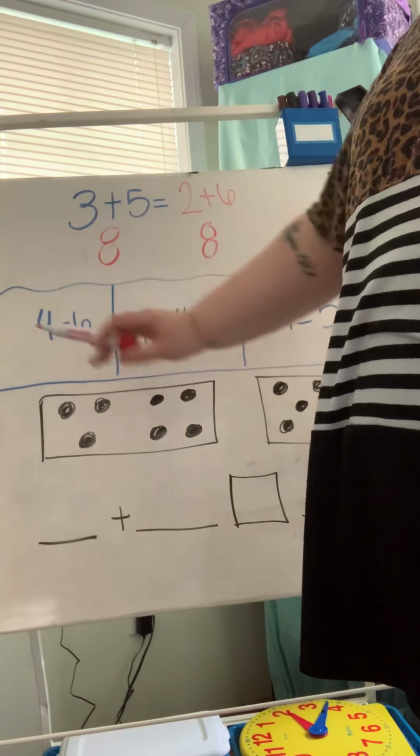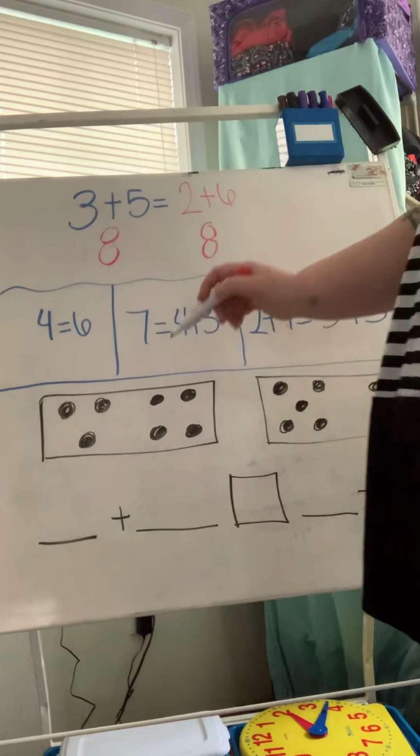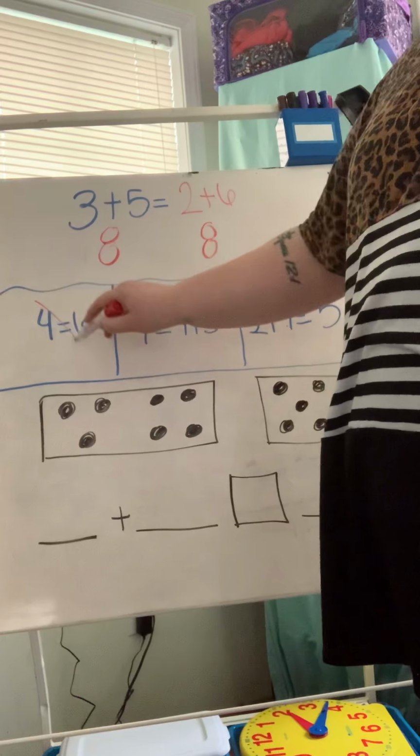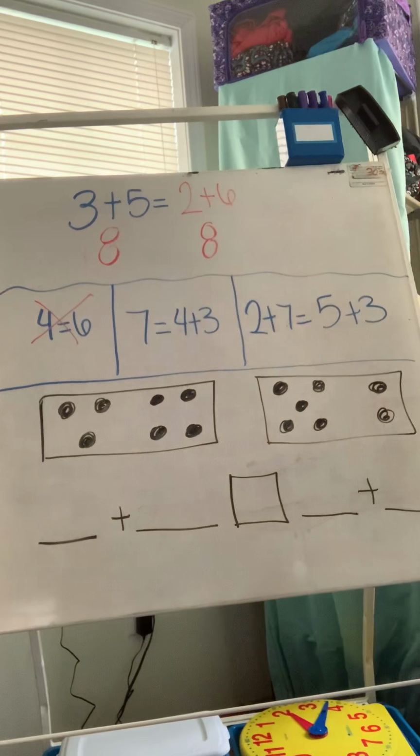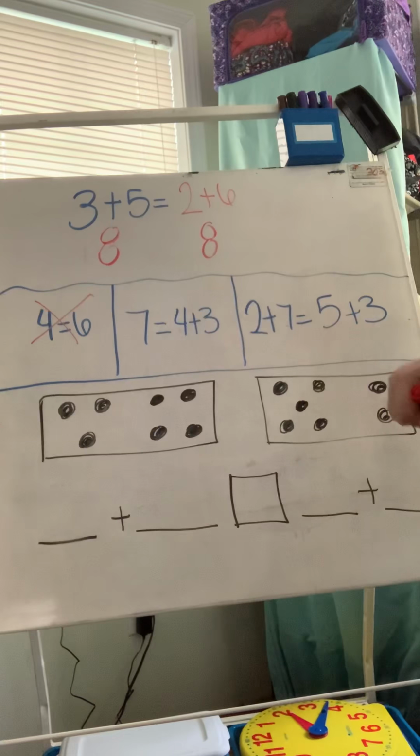So if Miss Craig has 4 pieces of candy and Miss Beck has 6, who has the most? Miss Beck does. So this is not true. 4 cannot equal 6. We do not have the same amount. Over here, you have a number, and then you have an equation.